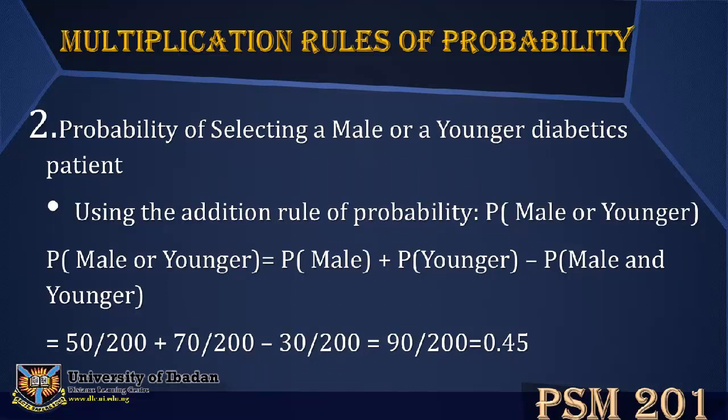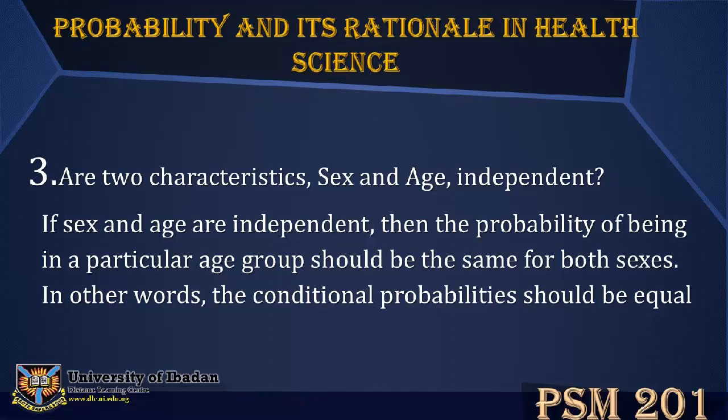Probability of selecting a male or a younger diabetic patient. Using the addition rule of probability, P(male or younger) equals P(male) plus P(younger) minus P(male and younger), which is equal to 50/200 plus 70/200 minus 30/200, which will give us 90/200. Then we have 0.45.